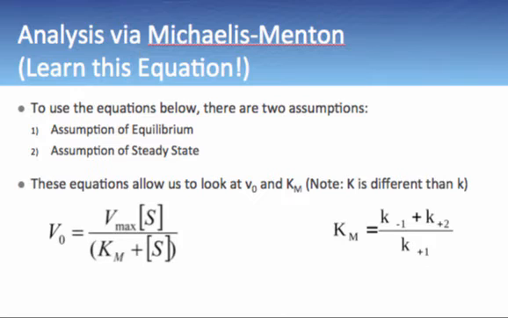Finally, the second assumption we have to make is the assumption of steady state. This says that under physiological conditions, the substrate concentration is in great excess compared to the enzyme concentration. So the concentration of substrate has to be much greater than the concentration of enzyme, and there's always going to be enzymes associated with the substrate. We don't have a situation where we have so much enzyme that we cannot saturate it. That's pretty important, and we'll find out why later.